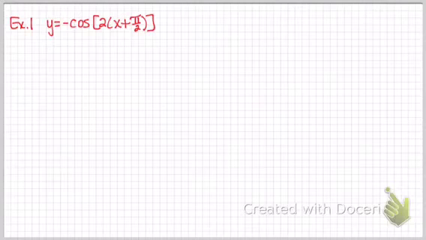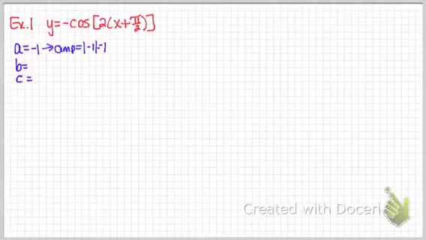Alright, so let's go through. First thing I'm going to do is identify my a, my b, and my c, and I'd identify a d if I had it. Alright, so my a is a negative 1, which means my amplitude, remember that's the absolute value of a, so it would be 1.